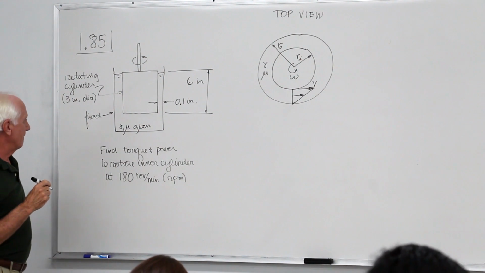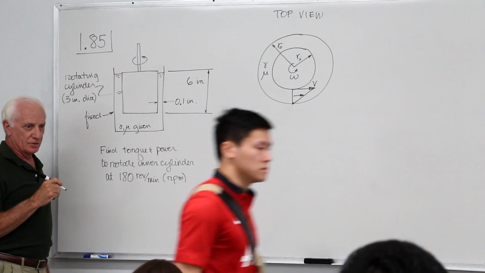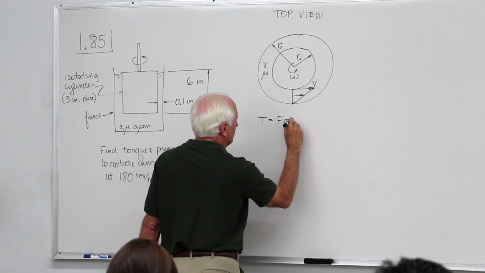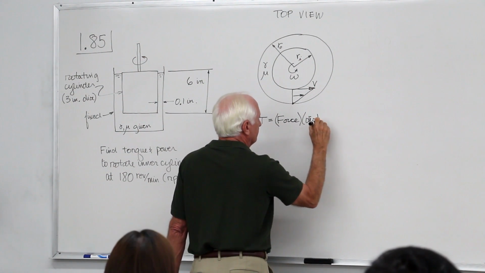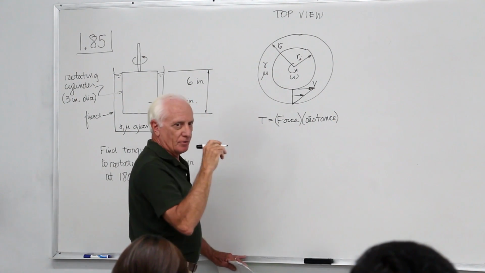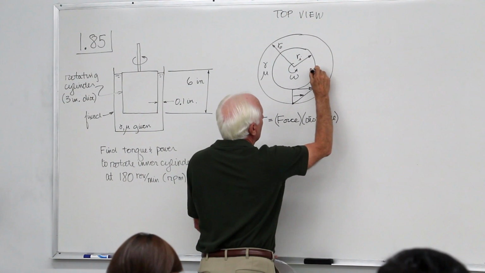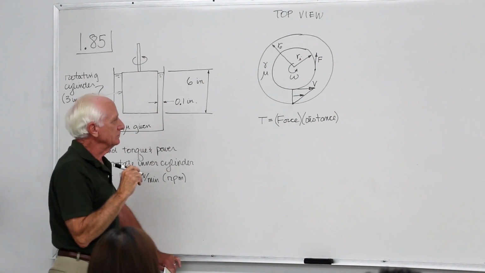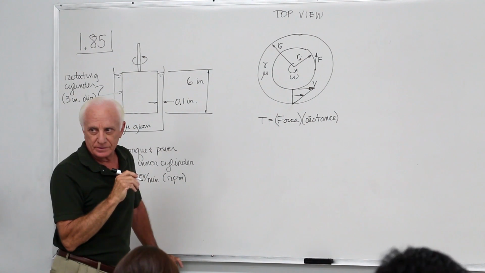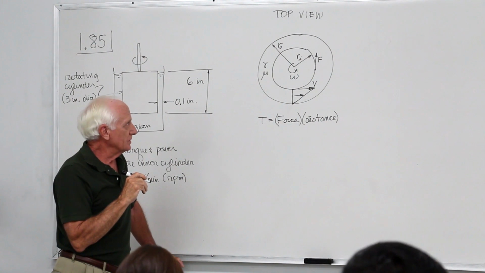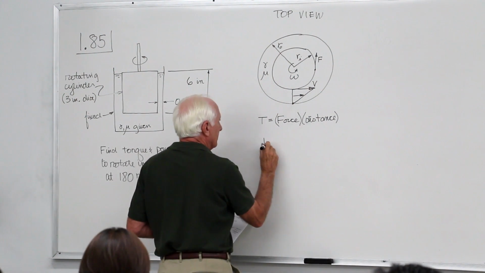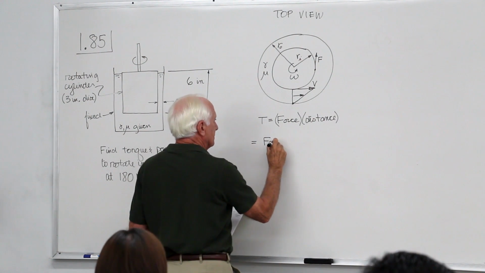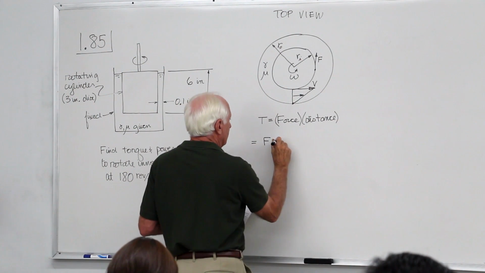Now, first of all, the torque. The torque is a force times distance. So torque is equal to force times distance. There's a force on the inner cylinder that's rotating. That force, I'm going to show it here. There's the force. The distance, of course, is the radius R inside. So we can go ahead and say that the torque, force times distance, is equal to F from right there, times the distance, which is R inside.